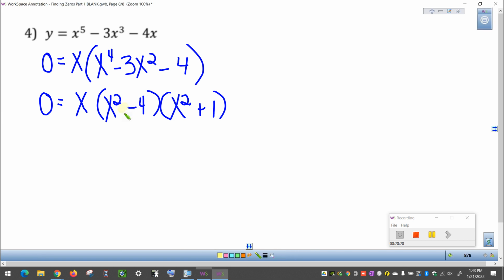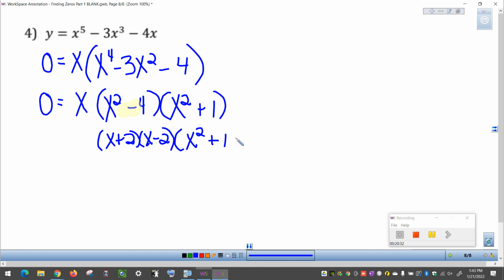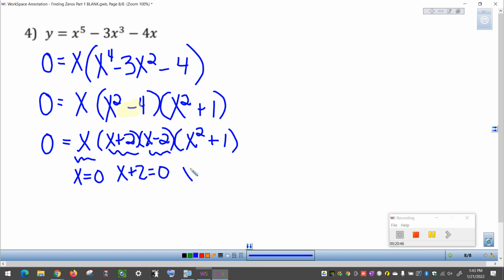Now notice that we have a difference of squares. Difference means it has a subtraction. So we can actually turn that into x plus 2, x minus 2. We're not going to do anything with the 1 at the end. You can just leave it as it is, x squared plus 1. We're going to leave the x at the very front. And so once we factor it as far as we can go, we'll continue by setting each part equal to 0.